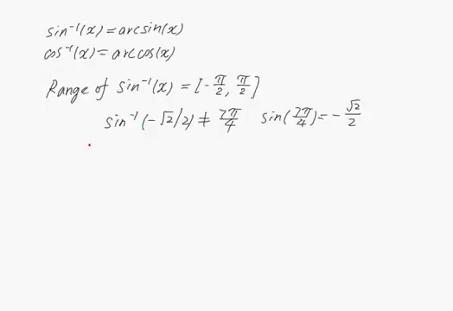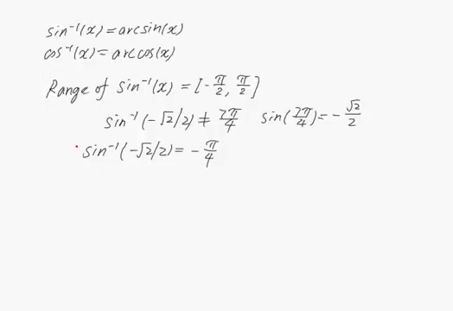The right answer for this one is: the angle which is in this closed interval and whose sine is equal to negative root 2 over 2 is negative pi over 4. This is the right answer, not 7 pi over 4.